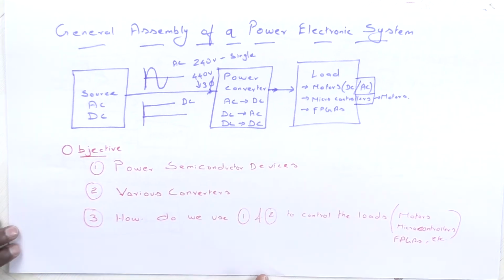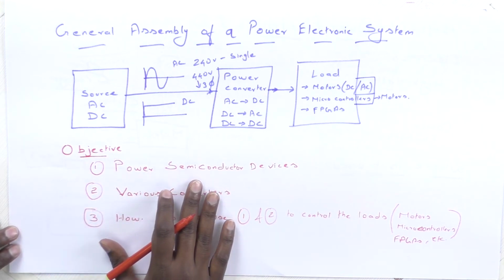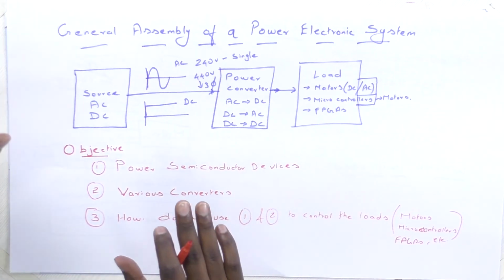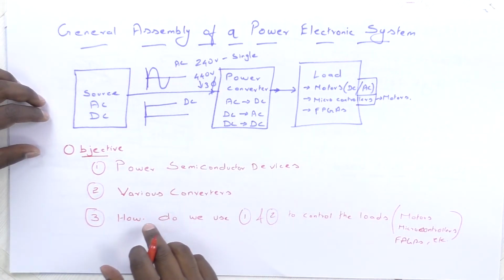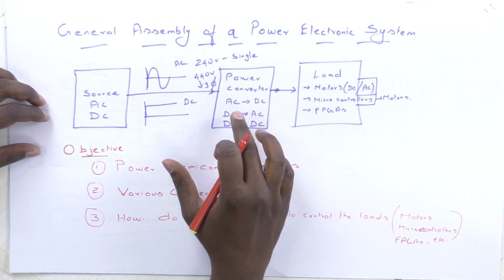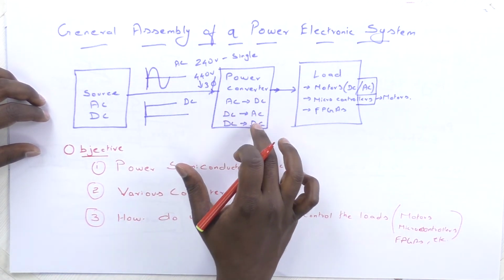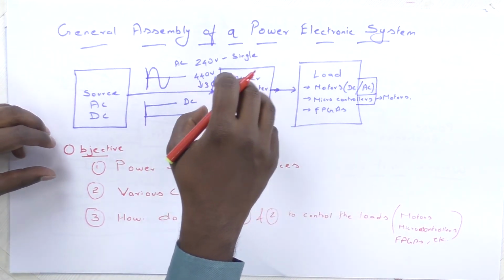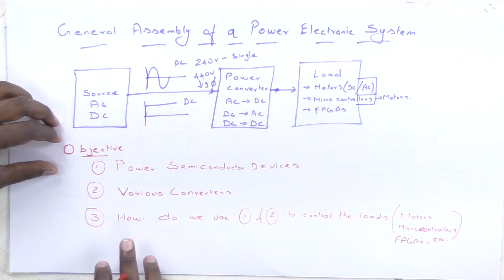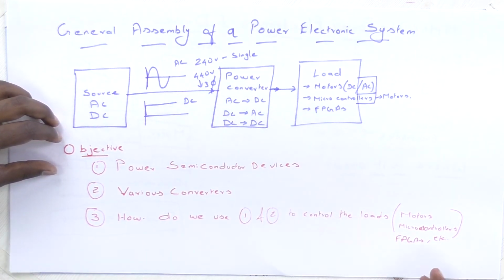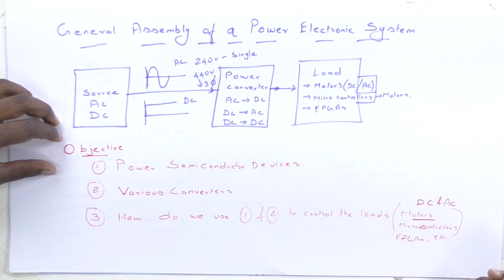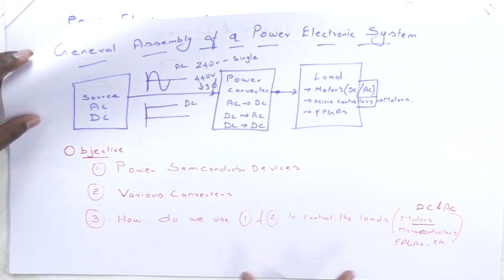The main objective of this particular subject is to know what the power semiconductor devices used in industries are. There are many, it's a huge family, so I'll tell you next what we will focus on. Then we'll study the various converters that we use for converting AC to DC, DC to AC, and DC to DC. How do these converters work using these power electronic devices? And then how do we use them to control the loads, for example motors, mostly DC and AC motors? For this syllabus we will be using these things.